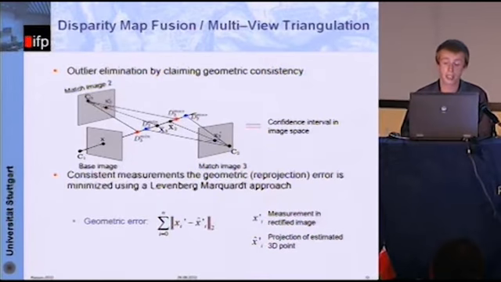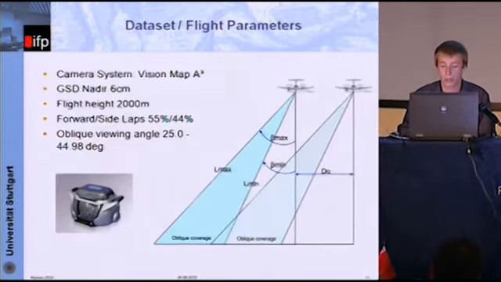After you have this set of consistent measurements, you just apply some Levenberg-Marquardt approach to minimize the geometric error or the reprojection error. So, it's an iterative approach. You estimate a 3D object point, calculate the projection in the images, subtract them from the actual image measurements, and the 2-norm gives you the distance, and you minimize this functional.